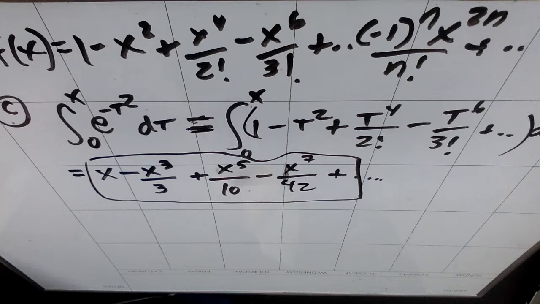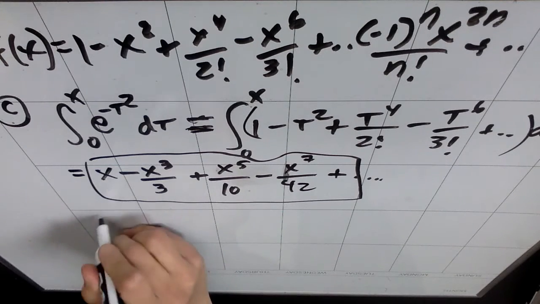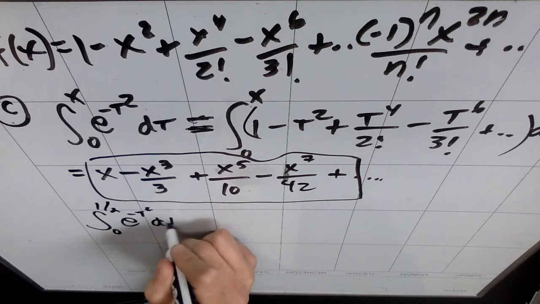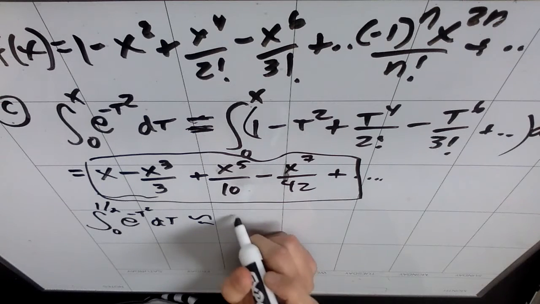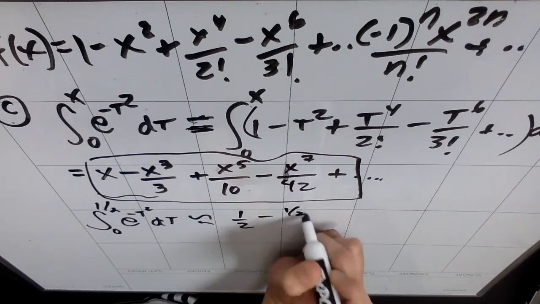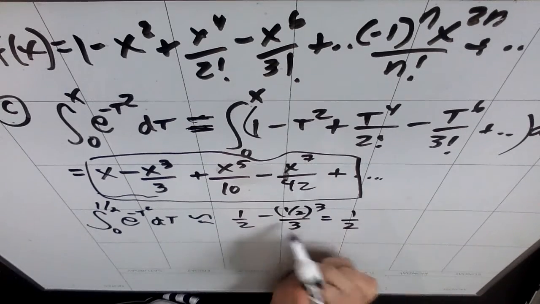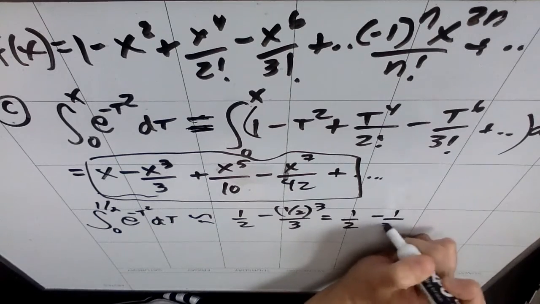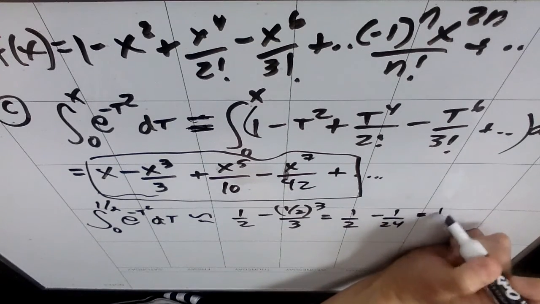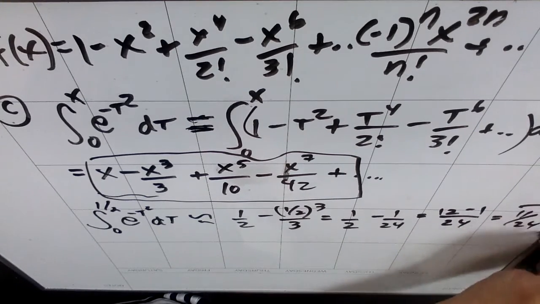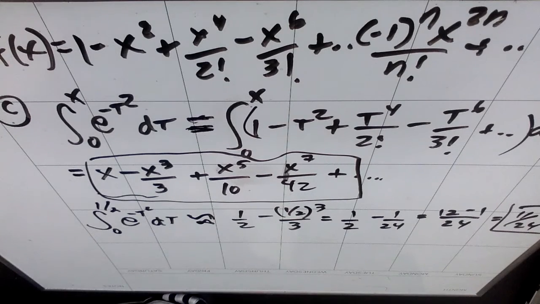Okay, cool. The second part of the question said, use the first 2 terms only to estimate what happens when you integrate from 0 to 1/2. So essentially that's plugging in 1/2 into the first 2 terms only. So the integral from 0 to 1/2 of e to the negative t squared dt is approximately, using only the first 2 terms, 1/2 minus (1/2) cubed over 3. Well, that's 1/2, and this would be 1/8 divided by 3, so that's 1/24. If they're both over 24, I get 12/24 minus 1/24, so I get 11/24, and that's the answer for that approximate value.